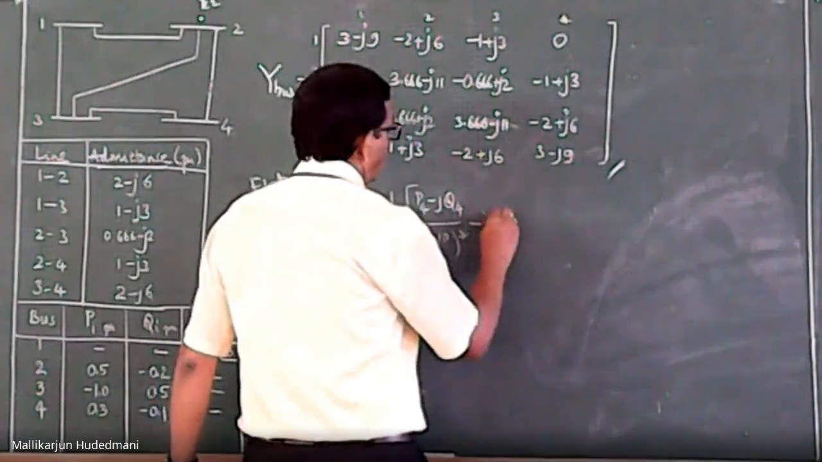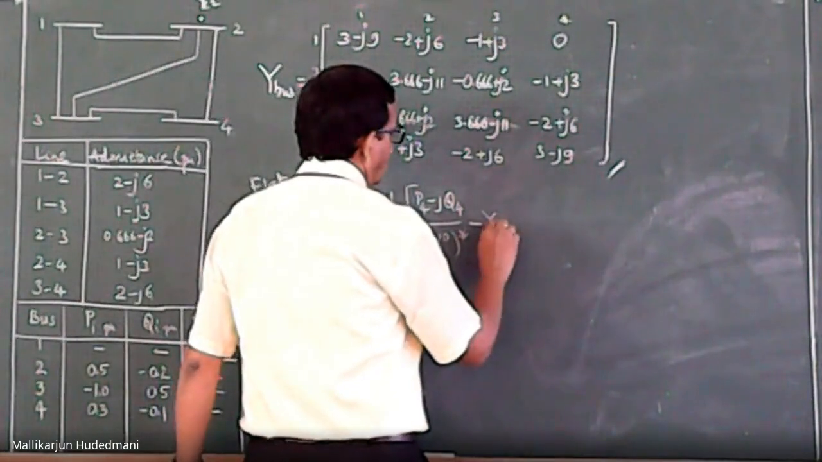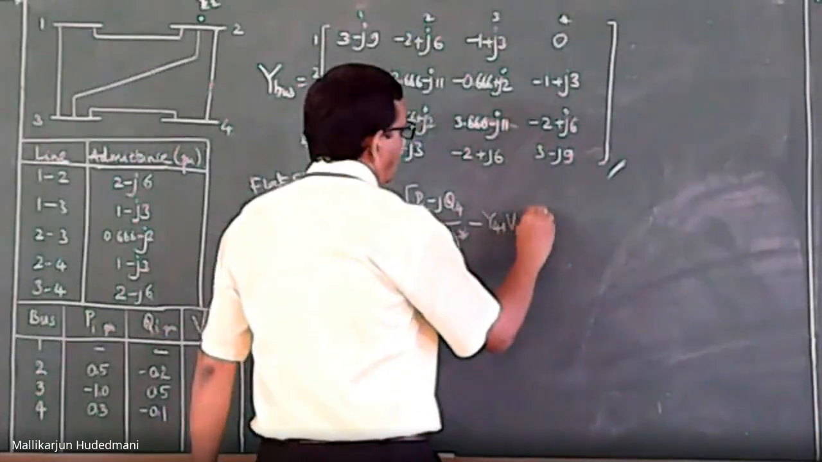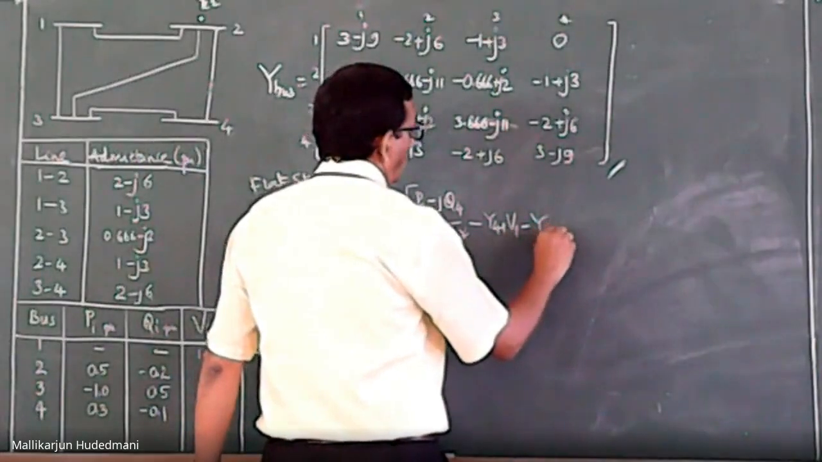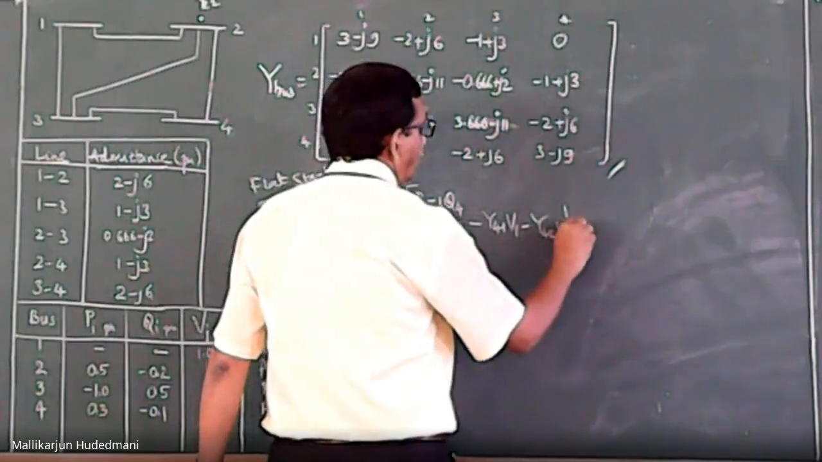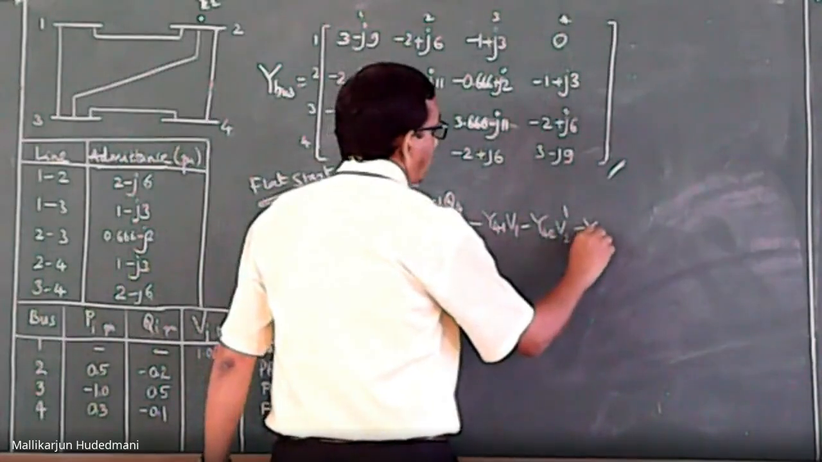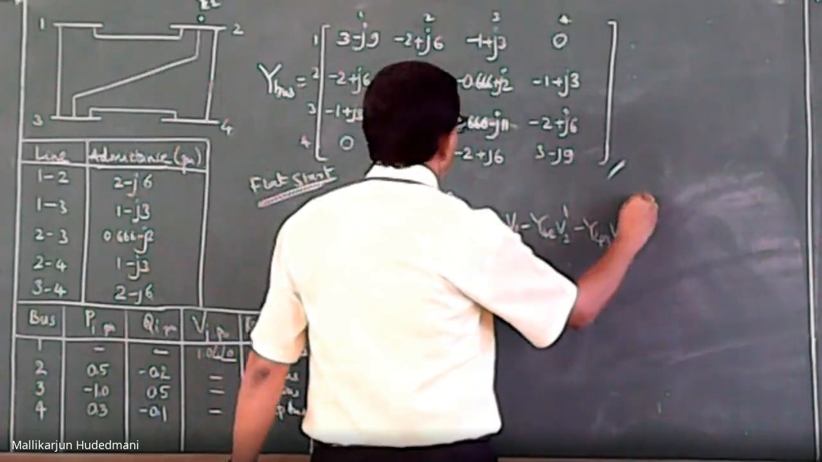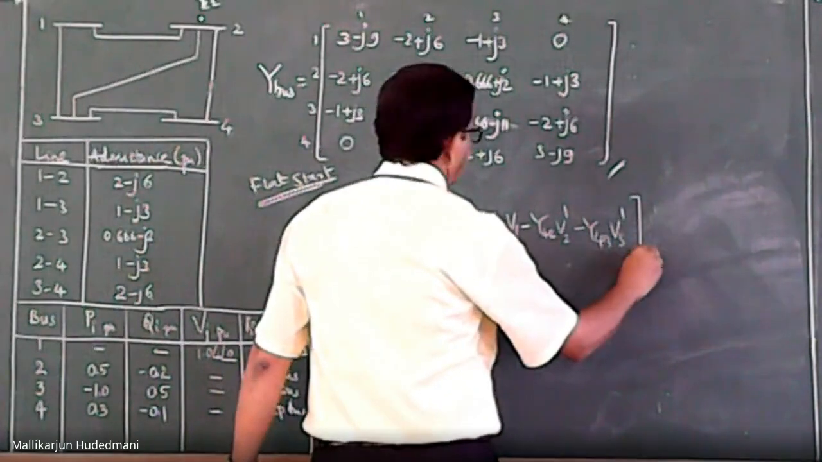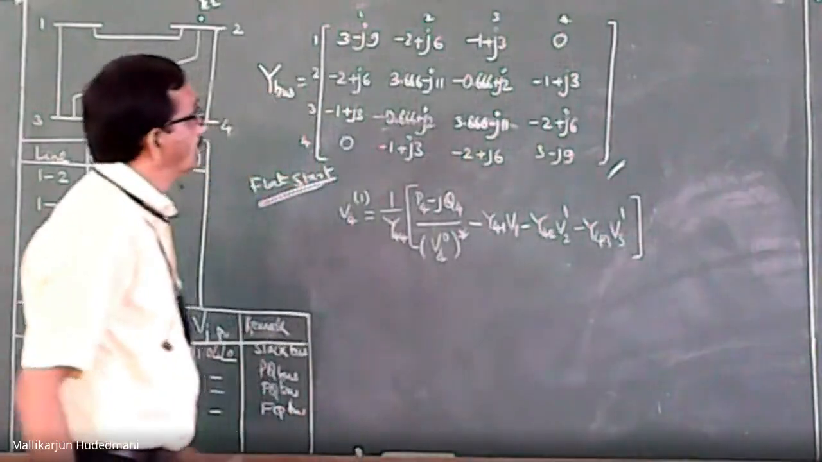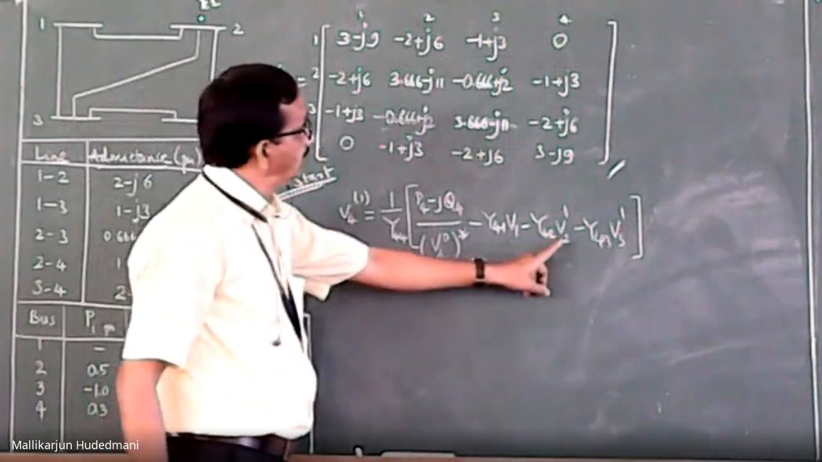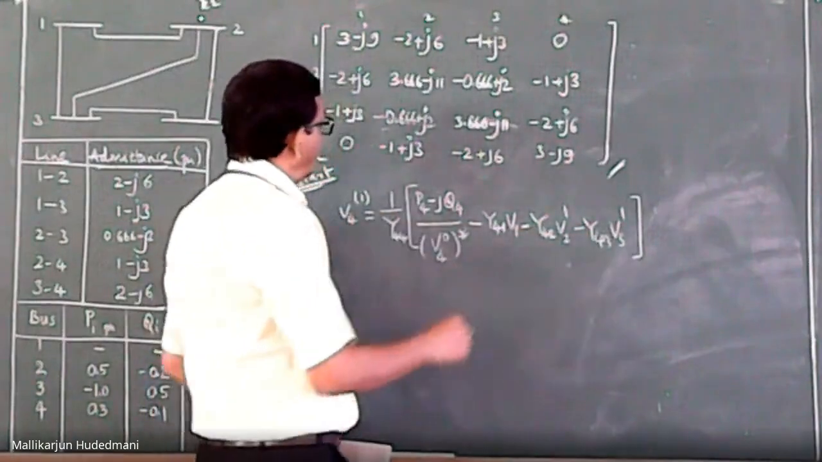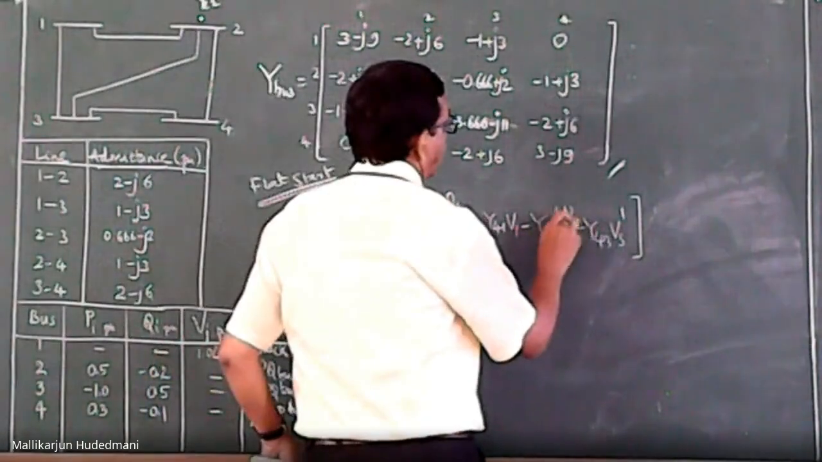This will be y41 v1 minus y42 v2 of 1 minus y43 v3 of 1. Let me make it bracket here. Now can you see over here? V2 of 1, V3 of 1 here. If I put in bracket, it will be more convenient to you if I want to make it this way.